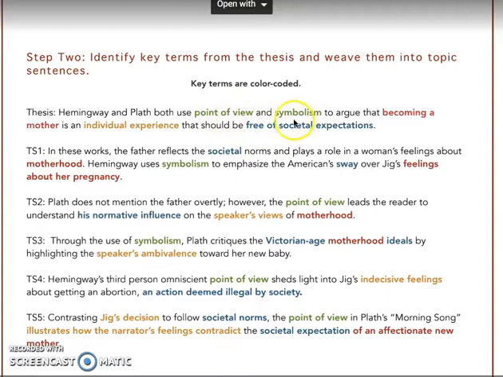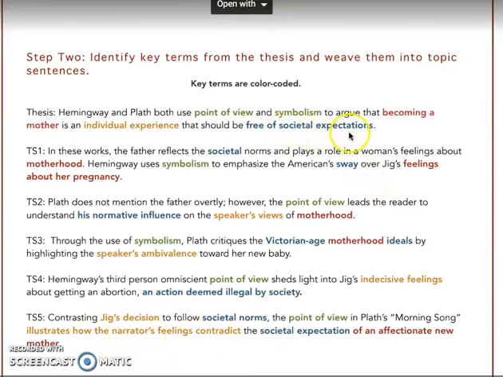So you'll see the point of view and symbolism that gets woven in here. You'll see becoming a mother, as we're not using the exact same language. We don't want it to be repetitive, but we want the concept in our reader's mind. So becoming a mother, feelings about pregnancy, motherhood, affectionate new mother. Individual experience, so we have speaker's views, speaker's ambivalence, indecisive feelings, Jig's decision, and then the narrator in Morning Song.